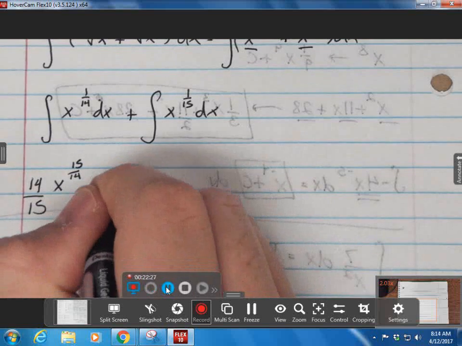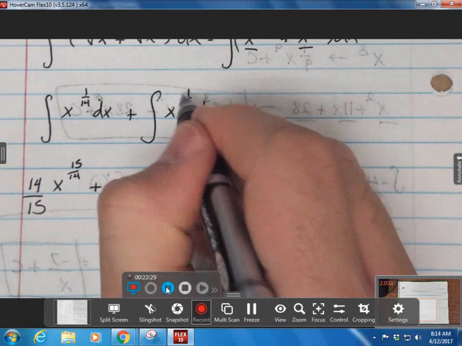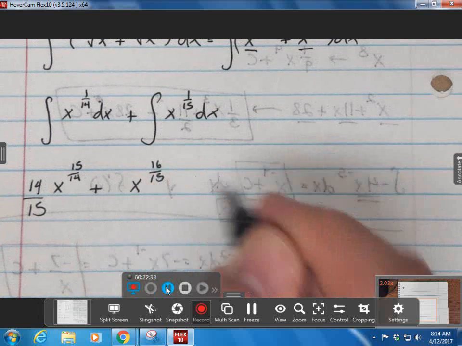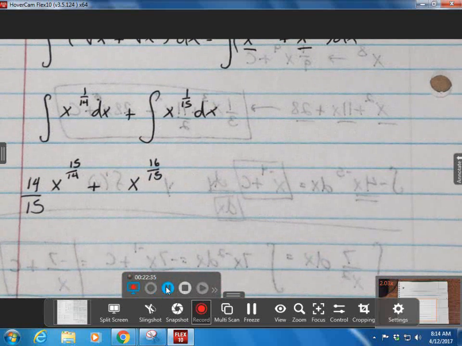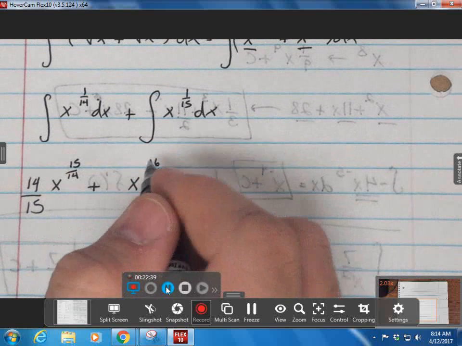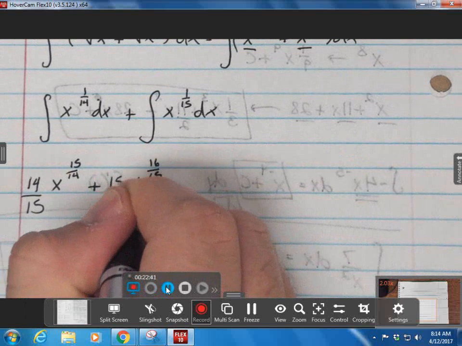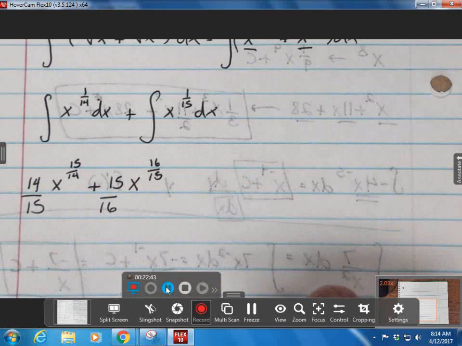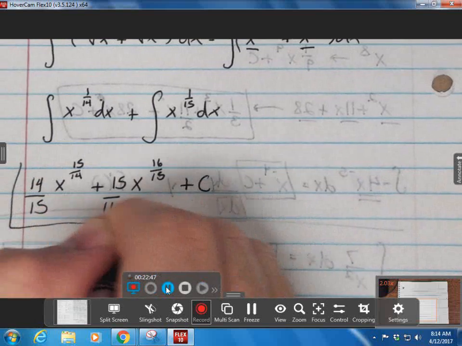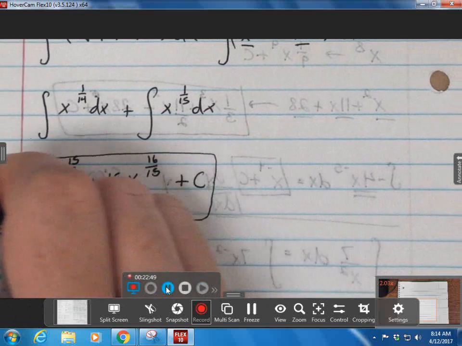Let's do it again. Add 1 to the power, you get x to the 16/15. You added a whole, or 15 out of 15. Divide by the new power, 16/15. When you divide by it, it becomes times 15/16. And always tack on your arbitrary constant plus c, and that would be your integral.